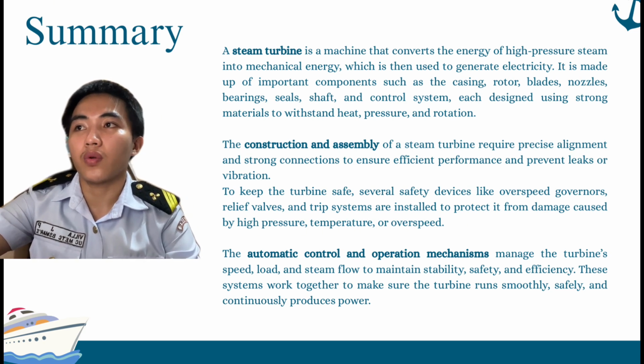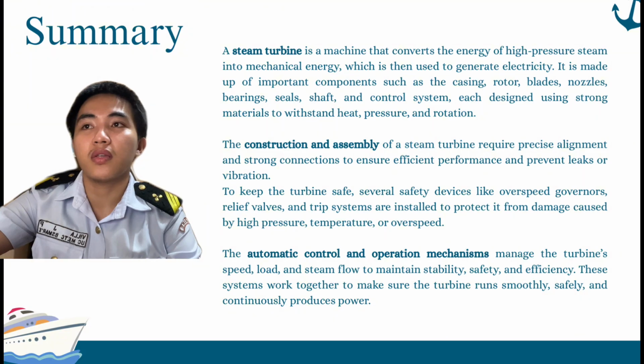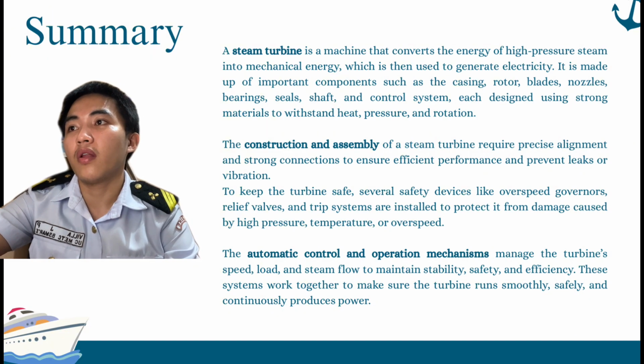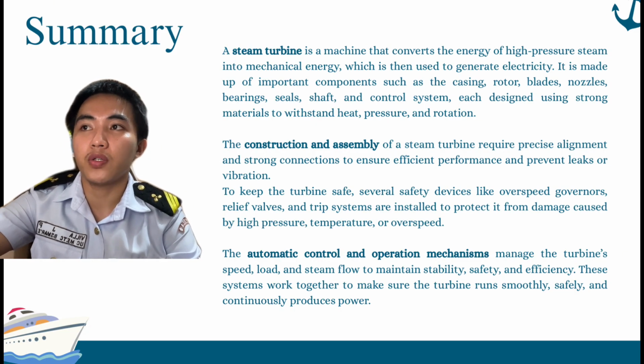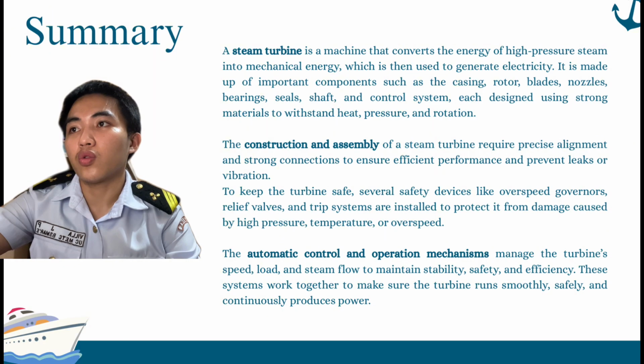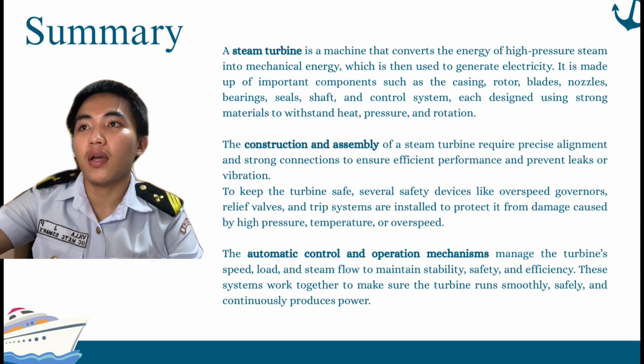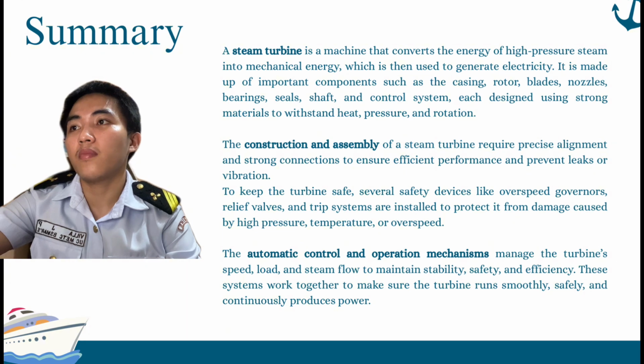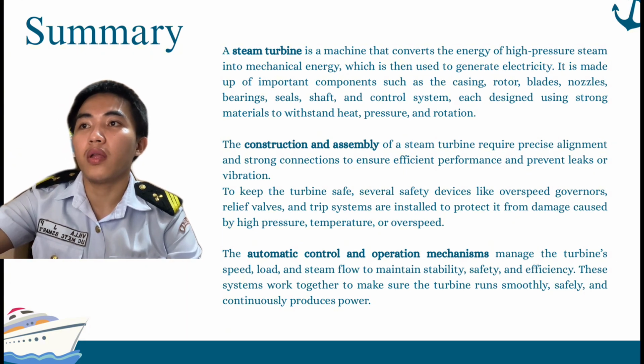To keep the turbine safe, several safety devices like governors, relief valves, and trip systems are installed to protect it from damage caused by high pressure, temperature, or overspeed. The automatic control and operation mechanism manages the turbine speed, load, and steam flow to maintain stability, safety, and efficiency. So these systems work together to make sure the turbine runs smoothly, safely, and continuously and produces power.